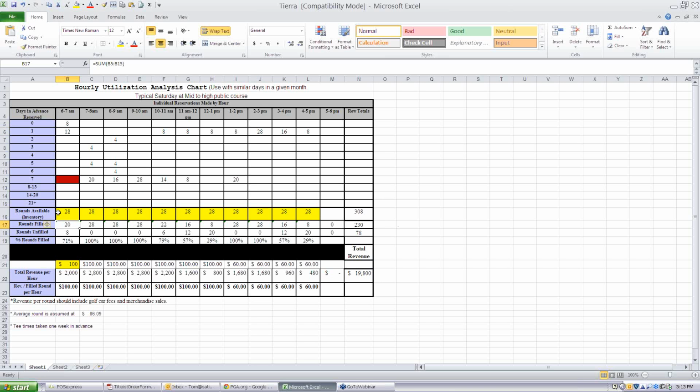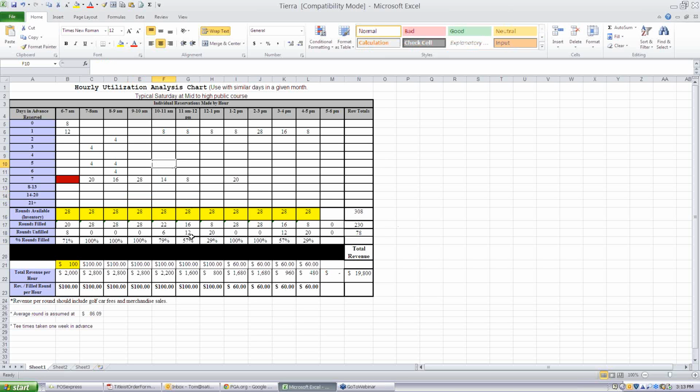So down here, this simply comes down to saying how many rounds are filled. They only had 20 rounds for the first hour, so there are 8 spots unutilized. So they only had a 71% occupancy rate, if you will, in that first hour. And then at 7 to 8, 8 to 9, and 9 to 10, we had 28 players each hour. We completely filled the tee sheet, 100% utilization. That's perfect. Now at 10 to 11 o'clock, it waned a little bit. They only had 22. They had a couple of open tee times, so they went down to 79% occupancy.